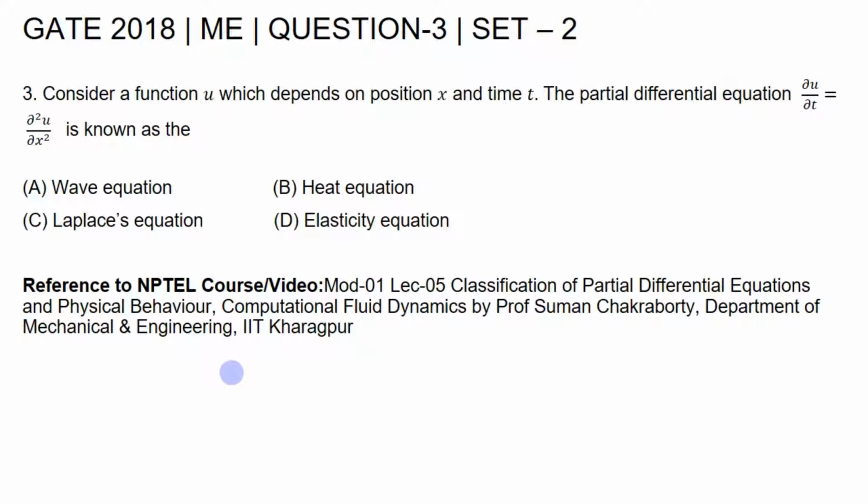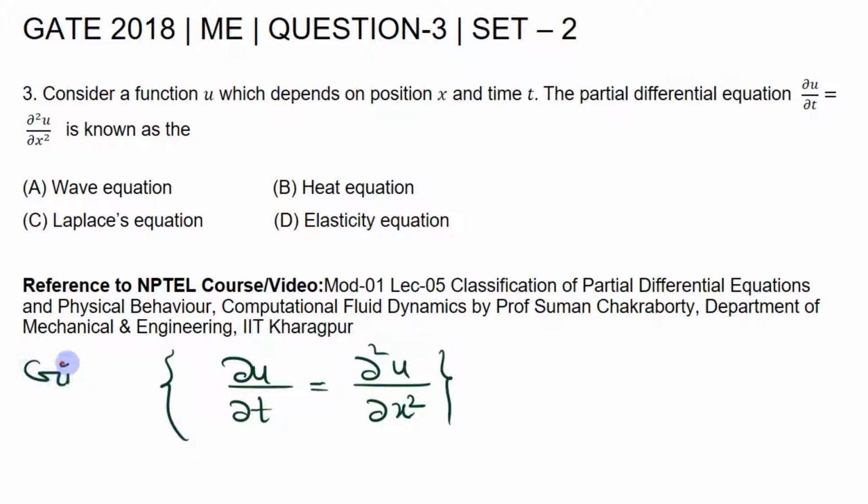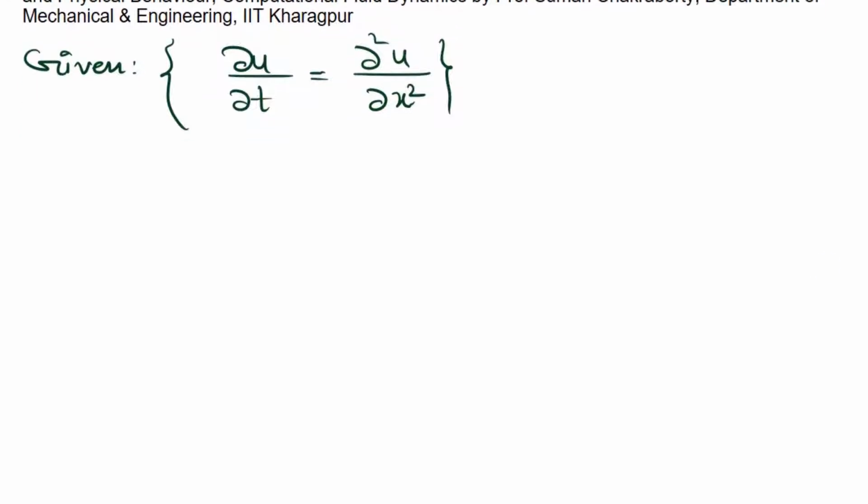Okay, that's the shortest way that we can do, and of course we are not going to derive all the 4 equations. So the differential equation given to us is ∂u/∂t = ∂²u/∂x². Okay, so this is the given equation. Now the first option given is a wave equation. So let's check here.